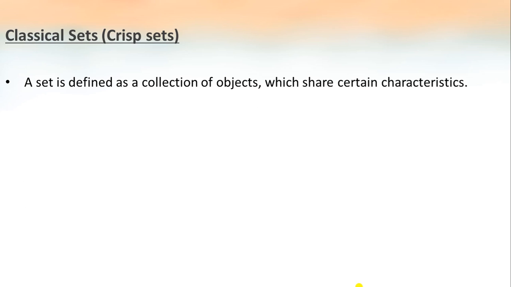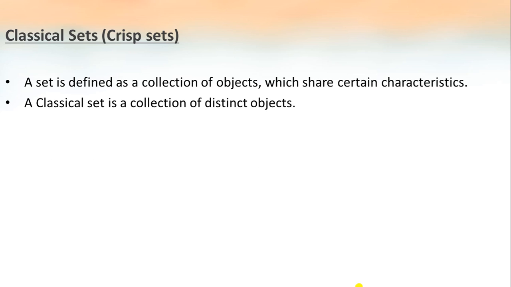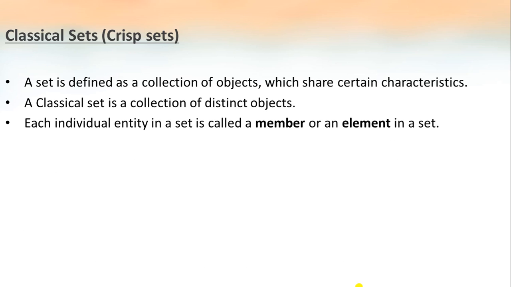This is also known as a crisp set, and we have already studied that a set is defined as a collection of objects which share certain characteristics. A classical set or a crisp set is defined as a collection of distinct objects. Each individual entity in a set is called a member or an element in the set. That means every entity in a particular set is called a member of the set or an element in the set.